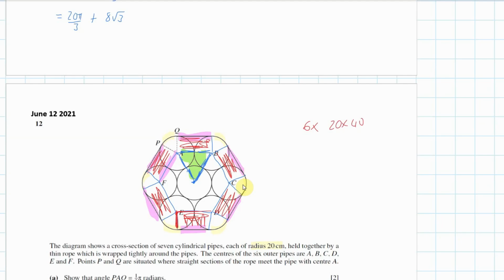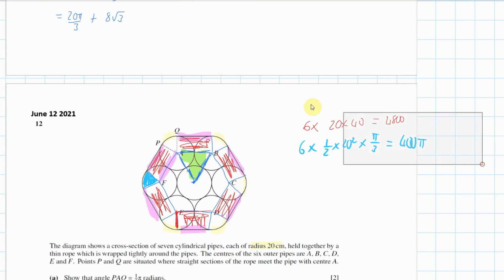Now what does that give us? So that's 4,800. And then the only other bits that we've got to worry about are these bits here, and we've got 6 of them. They are arcs, sectors, so 6 lots of half r squared theta, so half times 20 squared times, I think, what did we say they were? Pi over 3. And this will give us 3 times 400 times pi over 3. This is 400 pi, I think.